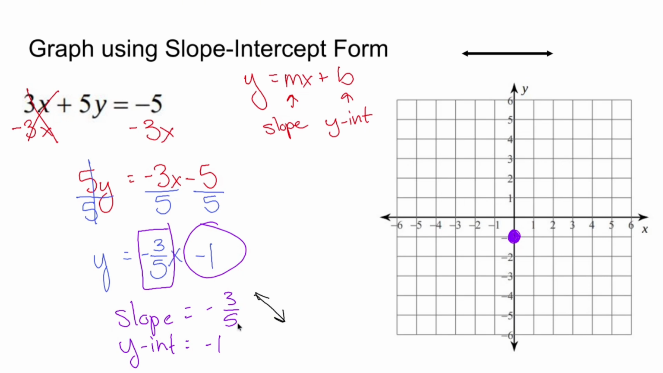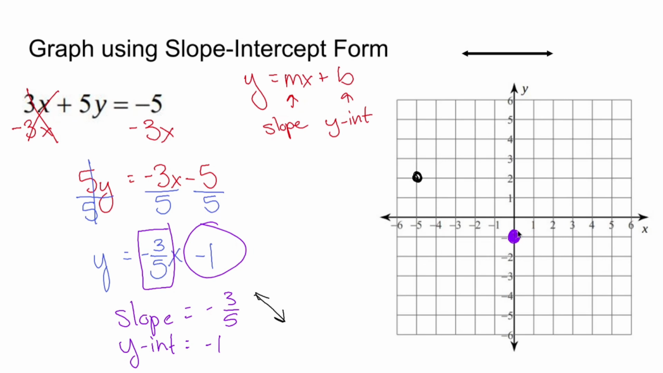So this is rise over run. So up 3, left 5. So let's do that. Up 1, 2, 3, left 1, 2, 3, 4, 5. Put a dot there. Up 1, 2, 3, left, oh boy, I'm out of space.